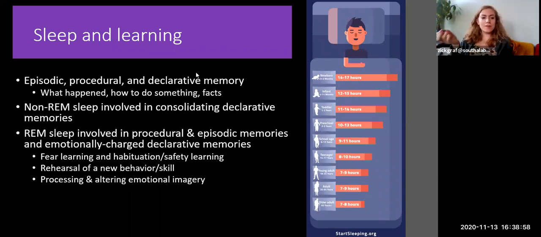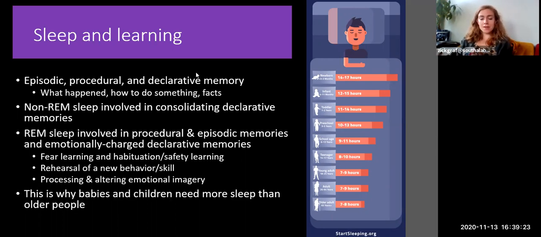REM sleep is also involved in fear learning and safety learning. So when we learn a new association that's emotionally charged and relevant, when we learn that some formerly neutral stimulus in the environment is now scary, or that some formerly scary stimulus in the environment is now safe, we also have to rehearse that learning in our brain too, and that's mediated by hippocampal and amygdala activation during sleep.